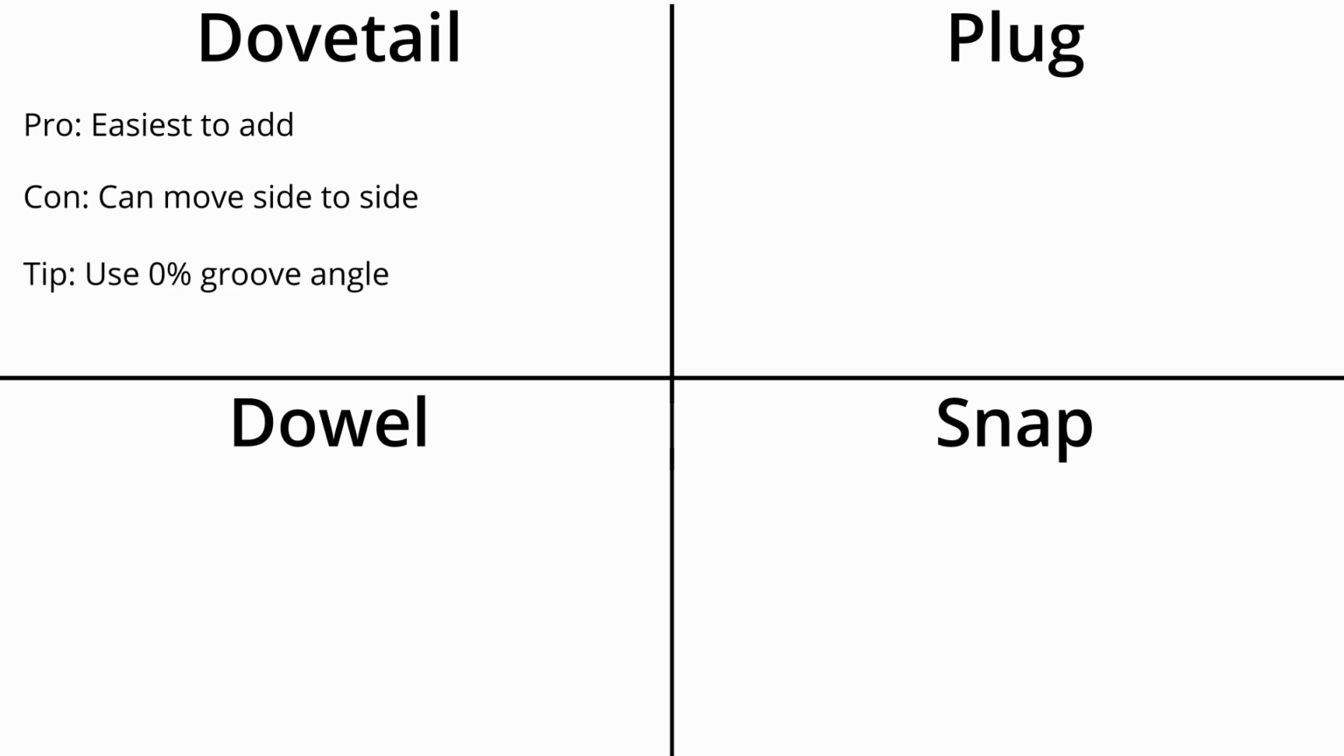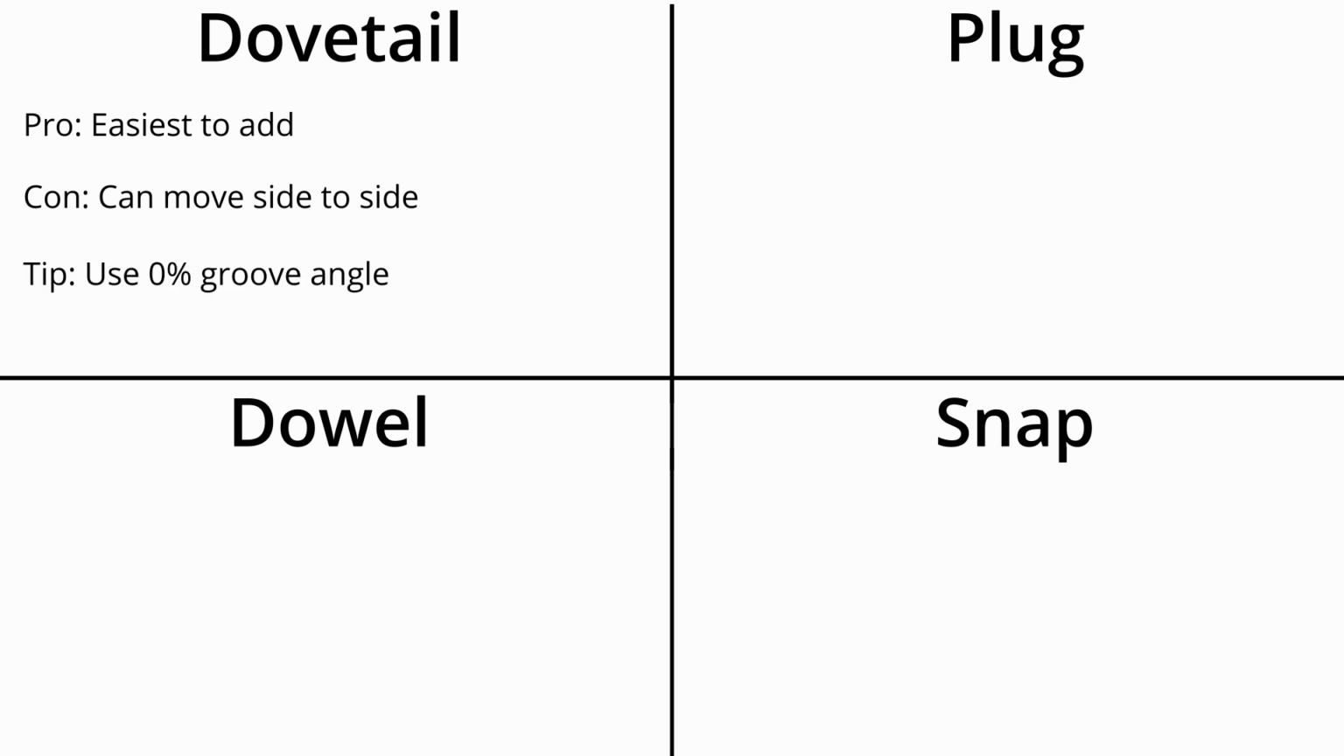Let's compare the four different connections. First, the dovetail. You really don't need to mess with the settings, just place the cut plane where you want it. When you put the parts together, it can move side to side, and you can only place one connection per cut plane. If you use this option, make sure you use a 0% groove angle.